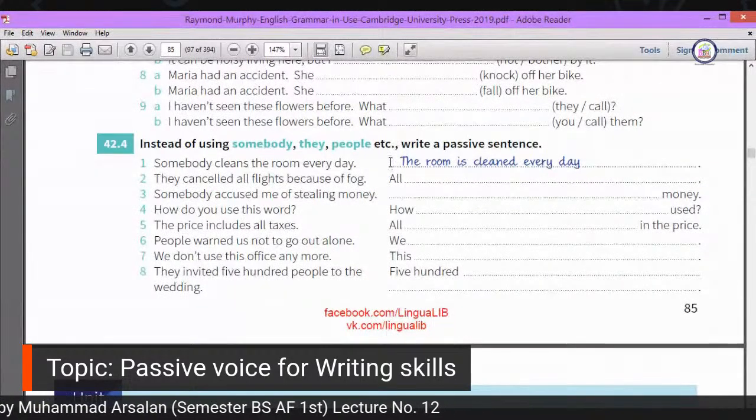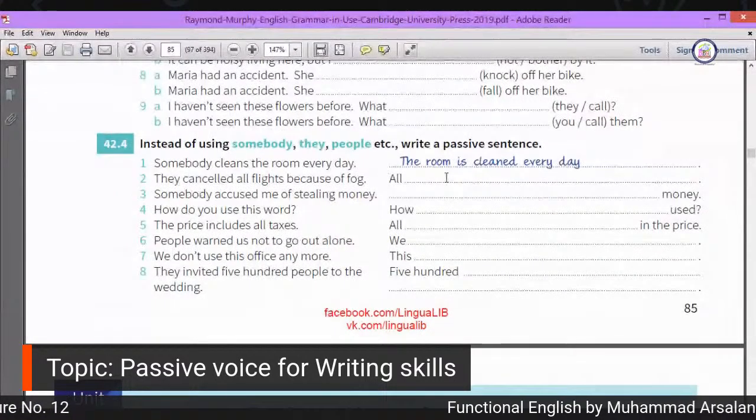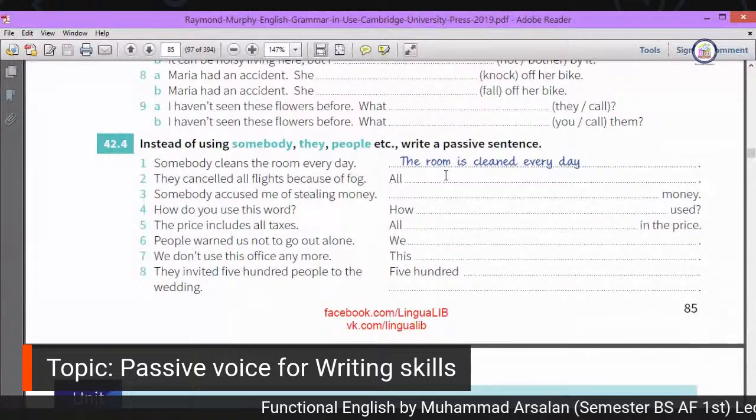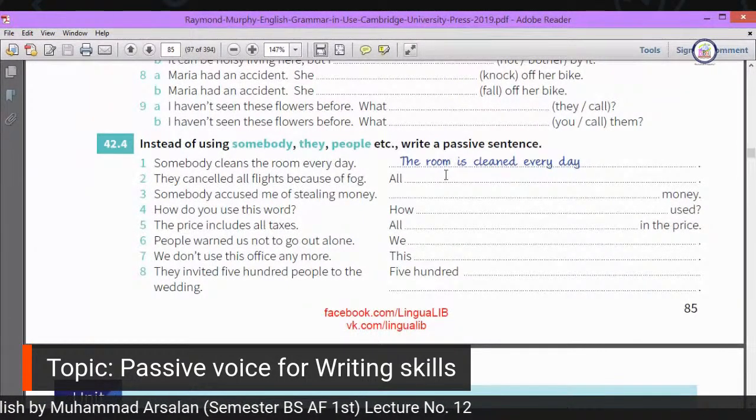We don't use this office anymore. This office is not used anymore. They invited 500 people to the wedding. 500 people were invited.